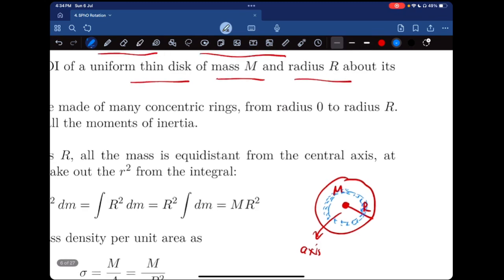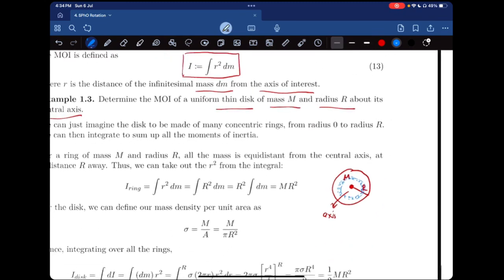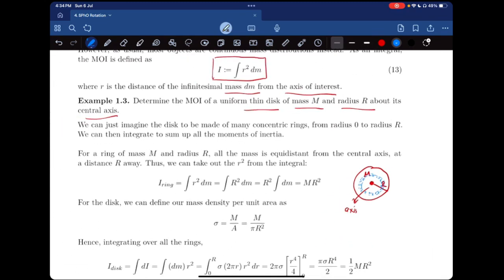Which means that we can first solve a sub-problem: what is the MOI of a ring about its central axis? You can see here, that's what we did. We found the MOI of a ring about the central axis through integration, and it turns out to be MR squared, because the nice thing is that for a ring, all the mass is equidistant from the axis. We can just take the R squared out of the integral. That's why we have a nice result. So that's for the ring.